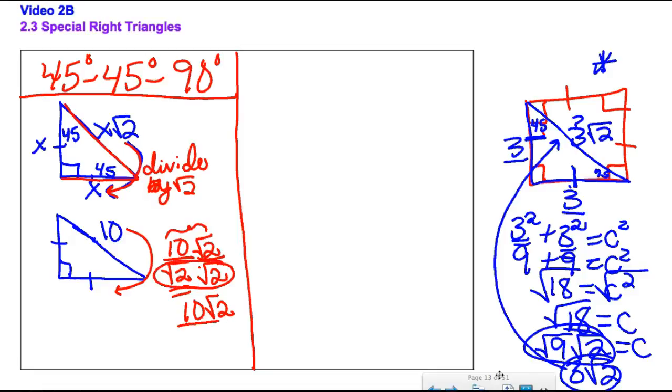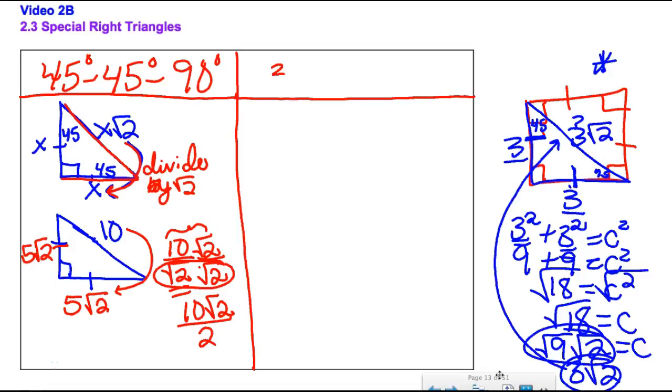Well, root 2 times root 2 is root 4, which is just 2, or you could think of it as root 2 squared, and the squaring undoes the root, but I end up with 5 root 2 over here. Well, then what's this thing? It's also 5 root 2, so we can walk our way around those triangles.